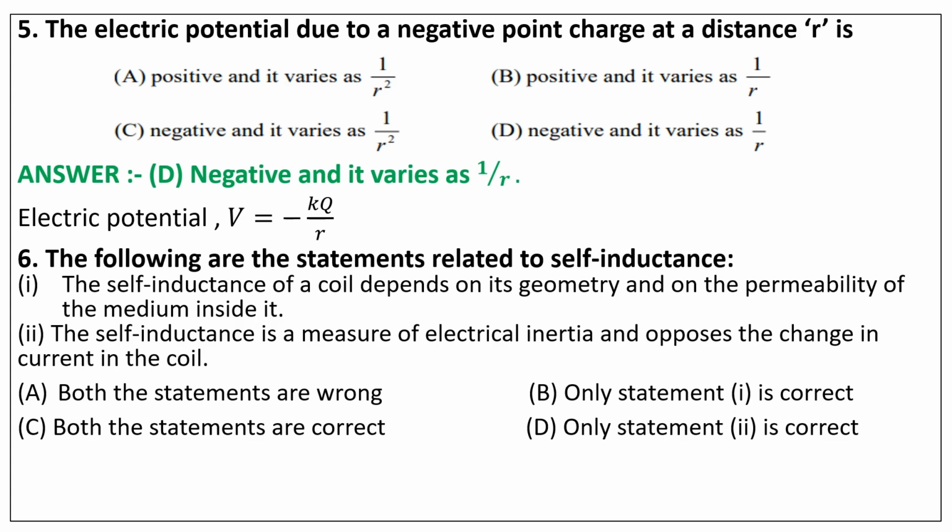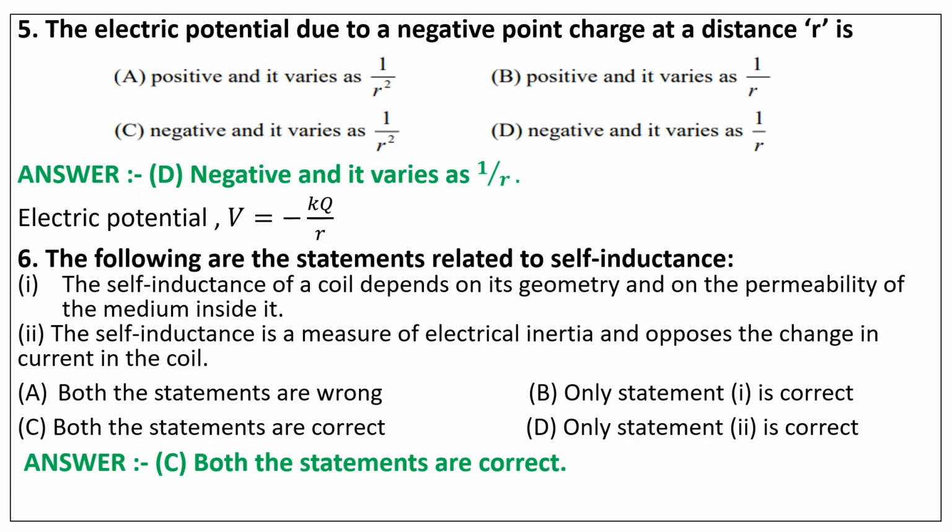6. The following are the statements related to self-inductance. 1. The self-inductance of a coil depends on its geometry and on the permeability of the medium inside it. 2. The self-inductance is a measure of electrical inertia and opposes the change in current in the coil. A. Both the statements are wrong. B. Only statement 1 is correct. C. Both the statements are correct. D. Only statement 2 is correct. Answer. C. Both the statements are correct.